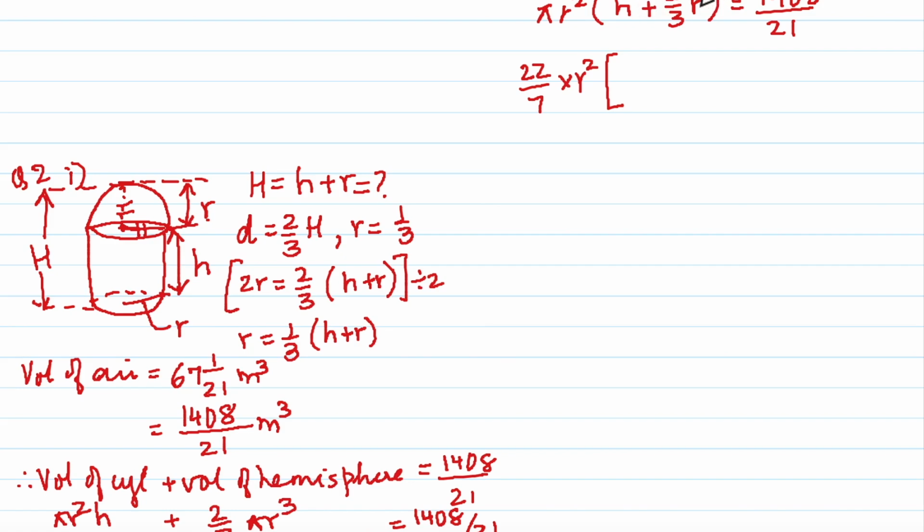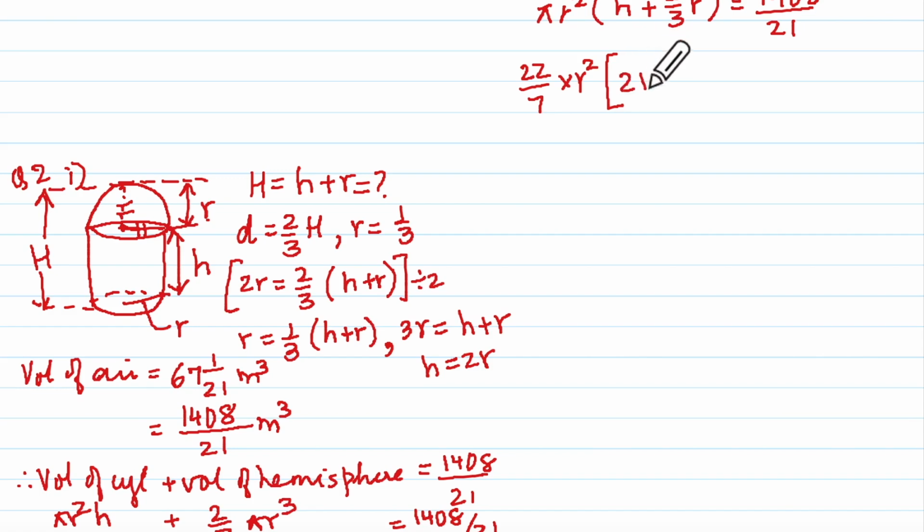This is h plus, should I take this h? If you put a comma here, 3r is equal to h plus r. Can you see that? Yes, ma'am. Okay. So h is equal to 2r. Can you see that? Yes, ma'am. I think this will be better.